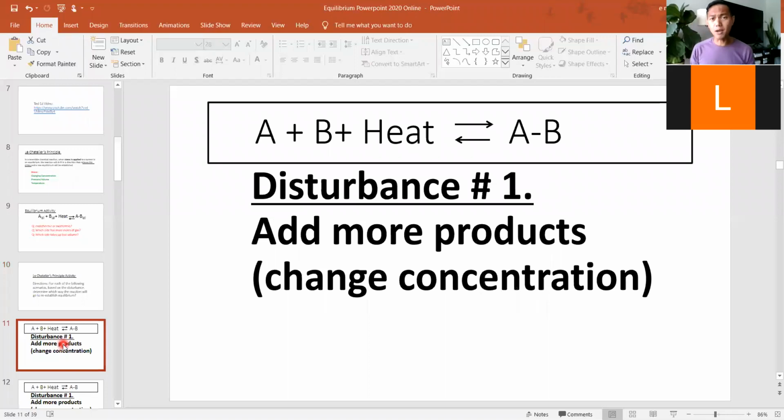So we have that same exact reaction where we have A plus B, and it's an endothermic reaction. How do we know that? Heat is being added, meaning in order for these two to combine together, they needed heat from somewhere, from an outside source. So disturbance number 1 says, what if we add more products? Meaning I'm adding more on this side.